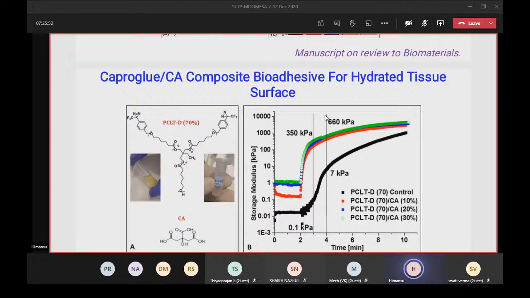So here we use citric acid. Citric acid is very good at that. So we thought to prepare a composite bioadhesive by adding citric acid.